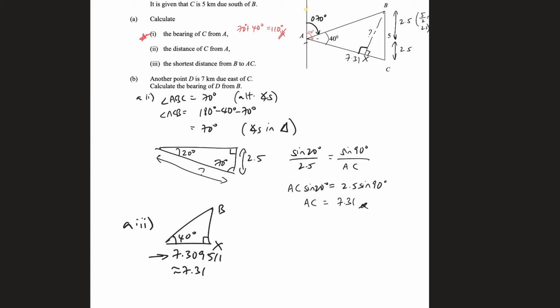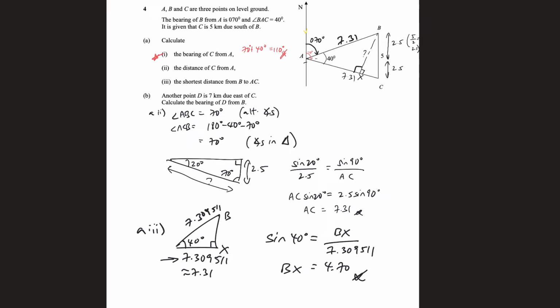Now I think I can do it, because I do know that this is an isosceles triangle. So if this is 7.31, this must be 7.31 as well. This is also 7.309511, right? Now we can do it. We can say sine of 40 degrees equals opposite over hypotenuse. And then we can solve. BX is therefore 4.70. There we go.